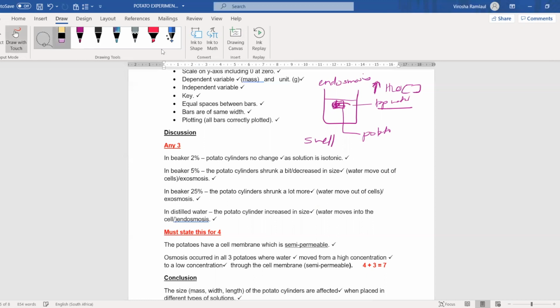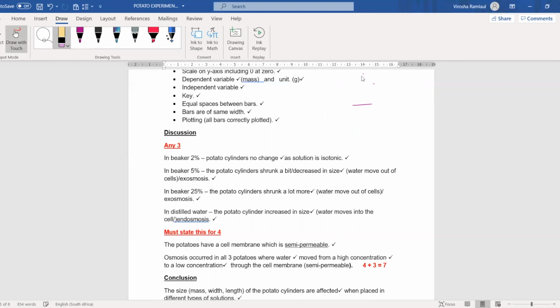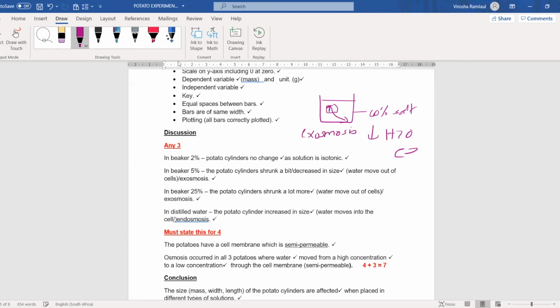Then you could have done your, I also would have used the 10% sugar or salt solution. There's your potato, let's say 10% salt. Immediately there's more salt than water, so there's a low water concentration. Here there's more water because there's more water in the vacuole. Is there a gradient? Yes. So water moves from a high concentration to a low concentration. Water moves out. That is exosmosis, and the potato will shrink.